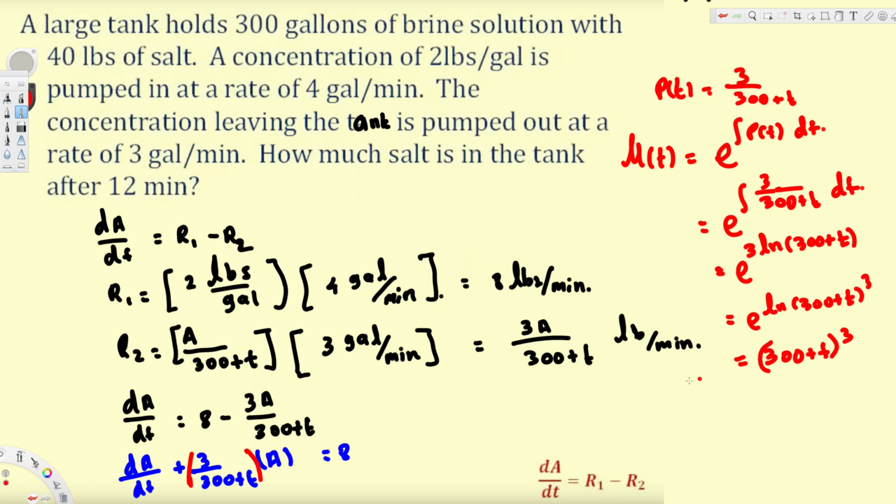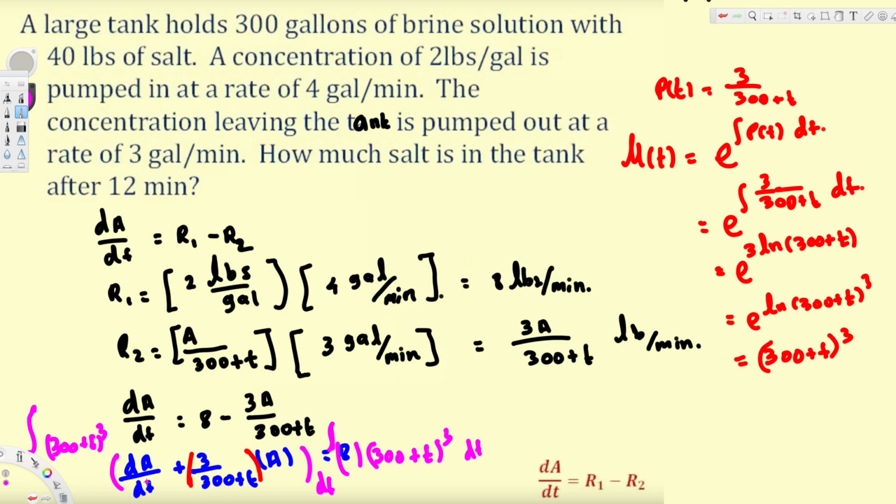Now after we find the integrating factor, what we have to do is multiply both sides of this differential equation with the integrating factor. So we are going to multiply this side and the other side by this integrating factor. That's going to be 300 plus t cube, and also I have to do the same thing on this side. So this is going to be 300 plus t cube, and after we multiply with the integrating factor, we have to integrate both sides. So this is going to be integration with respect to t, and also on this side I have to do the same thing, integration with respect to t.